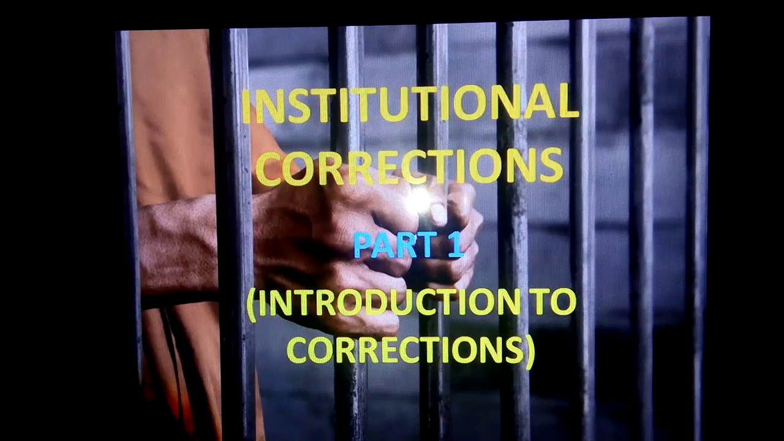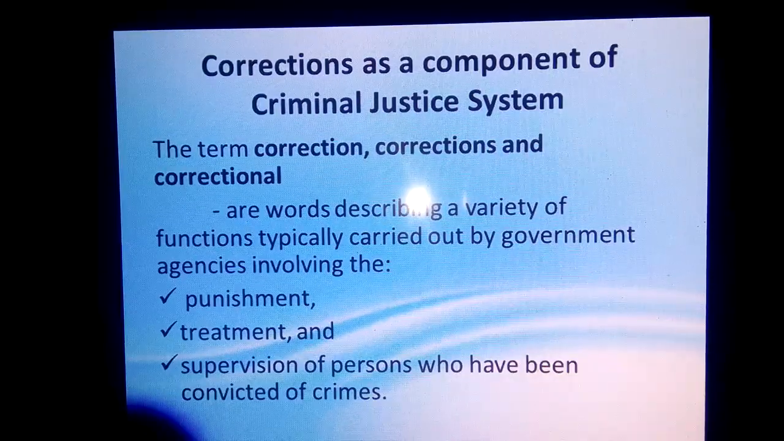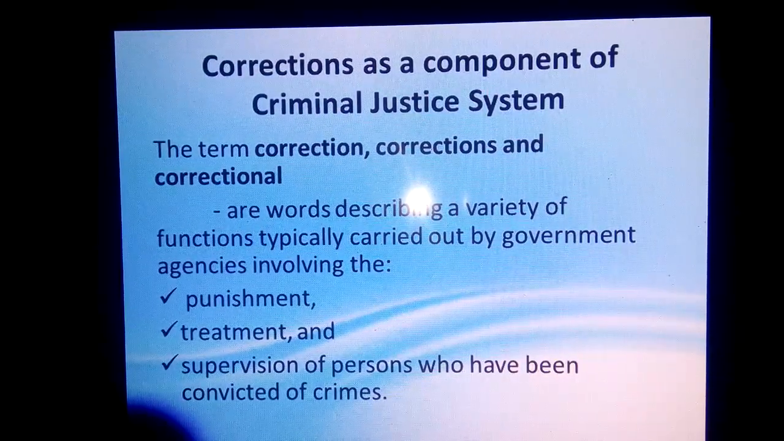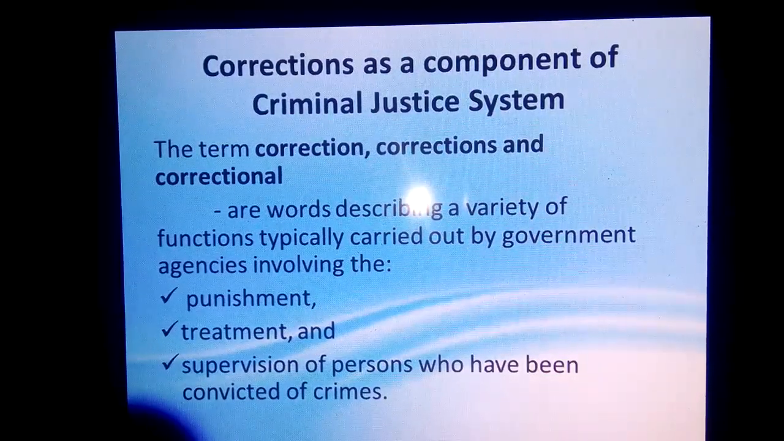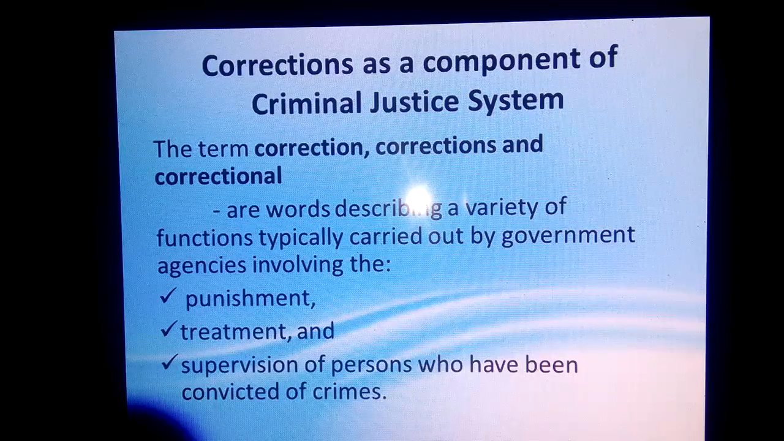And the third one is, of course, supervision: their movements, the programs that have been given to them, their work and their daily routine while serving their sentence inside the penal institution. Not only their movements and doings inside the penal institution, but also those community-based programs that need to be supervised, to see if they are actually following the rules and regulations and the terms and conditions set by the program that they are in.